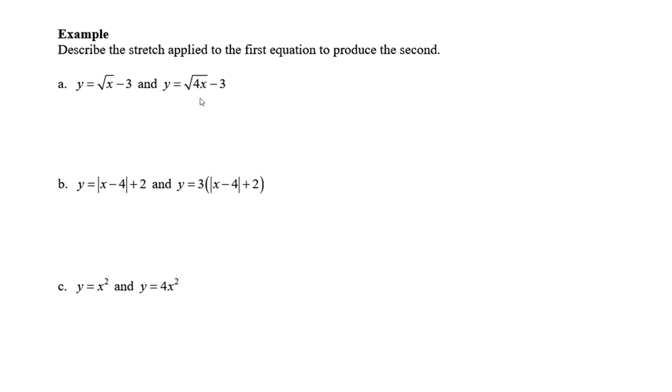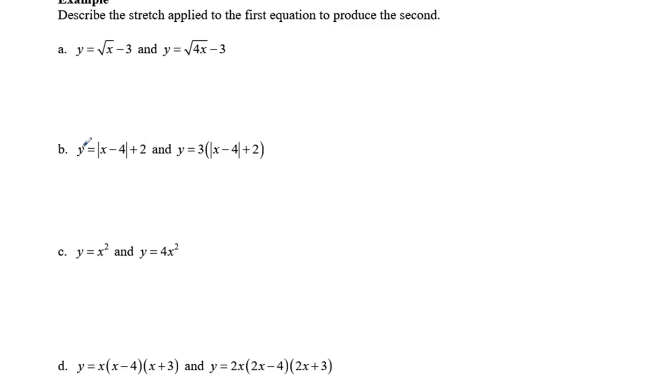All right. Now, got a function here, and it looks like the entire function got multiplied by 3. That's an a value. This is a vertical stretch by a factor of 3. Right? Look at that a value out front.